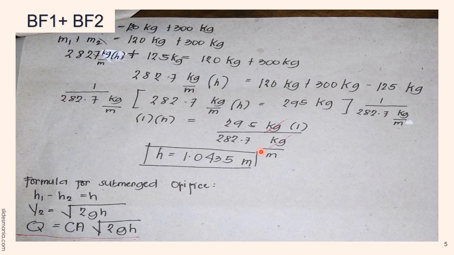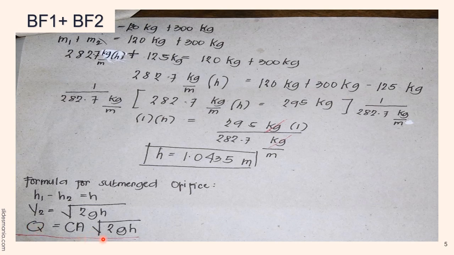To get our answer for H, we divide both sides by 282.7 kg per meter, canceling it out on one side and dividing the other side by it, which becomes H equals 1.0435 meters. And finally, to solve for the submerged orifice, we use the formula Q equals CA times the square root of 2gH.